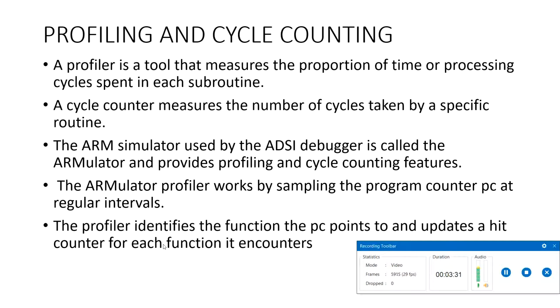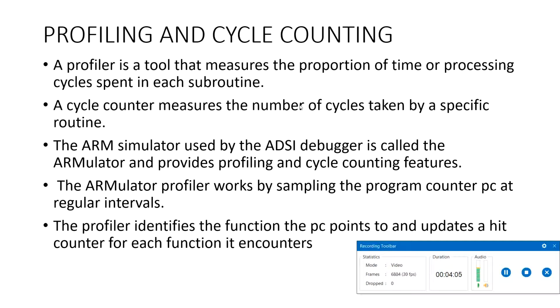So the next concept is profiling and cycle counting. So what is a profiler? A profiler is a tool that measures the proportion of time or processing cycles spent on each subroutine. Here we are not talking about the time taken to execute a single instruction. Here we are talking about the time taken to execute each subroutine. So who keeps track of this? It is nothing but a profiler. The profiler keeps track of the time taken to execute a particular subroutine.